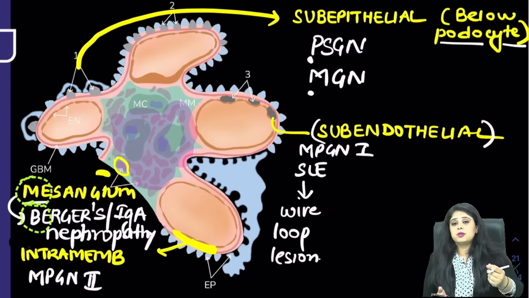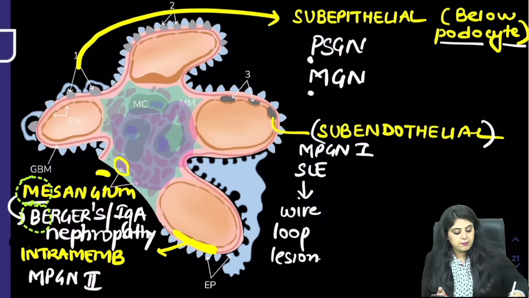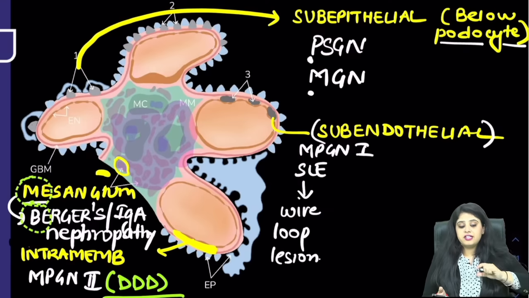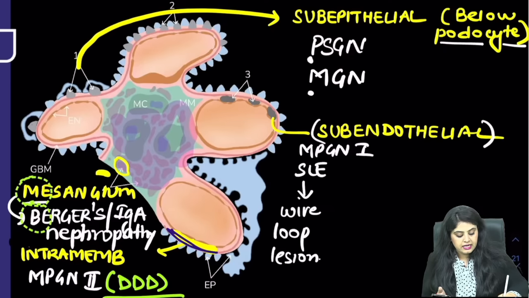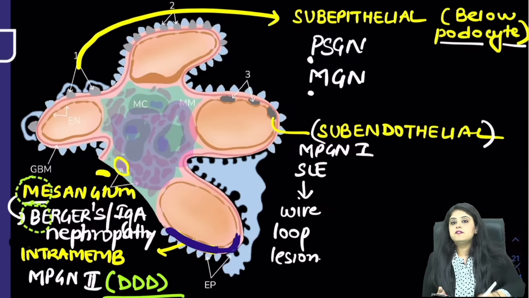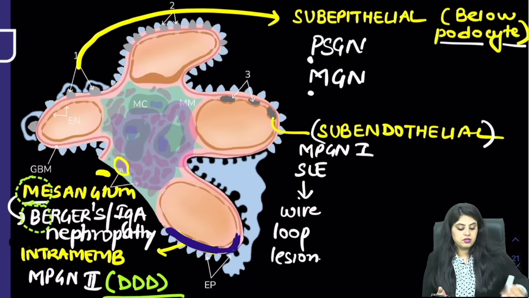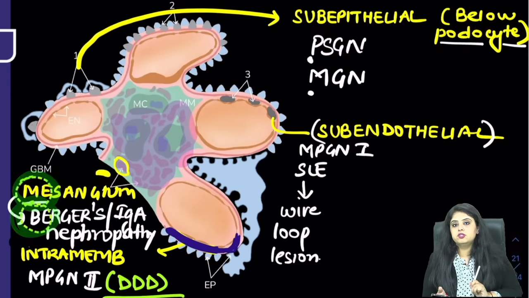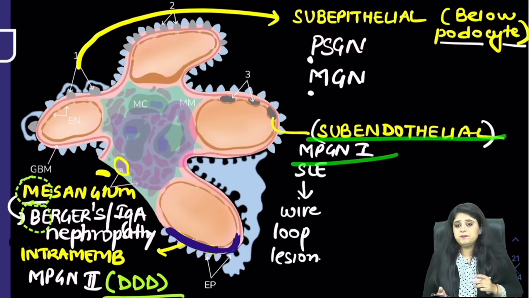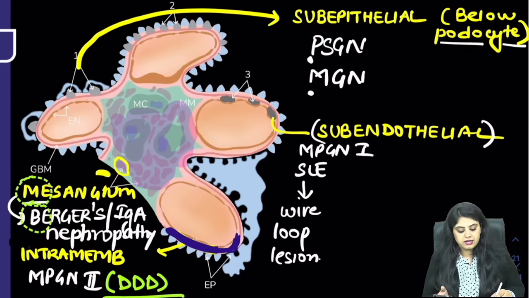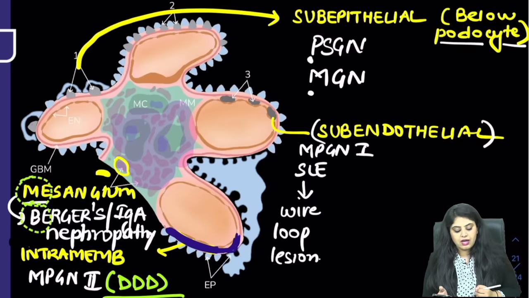That is why, last question, what is the other name for MPGN type 2? It is known as dense deposit disease. Where is that dense deposit happening? That dense deposit is happening in the basement membrane. Quick revision. For feet, you will say one small child touching the feet of an old person. For mesangium, what is in the middle? In the middle, that is going to be Berger's. Everything else becomes subendothelial, which is MPGN 1 as well as SLE, and then intramembranous becomes MPGN type 2. Are we settled with it?